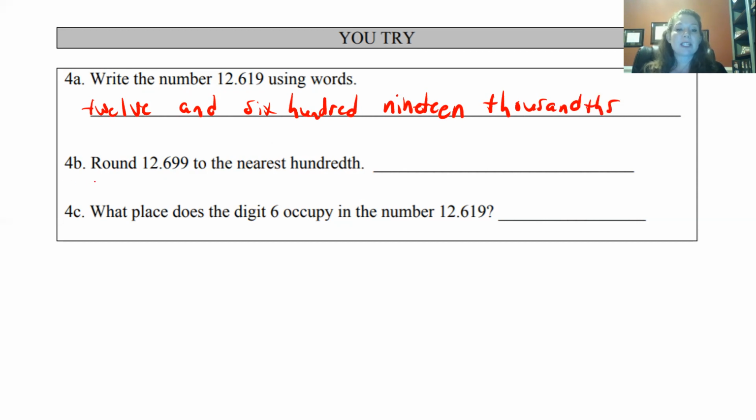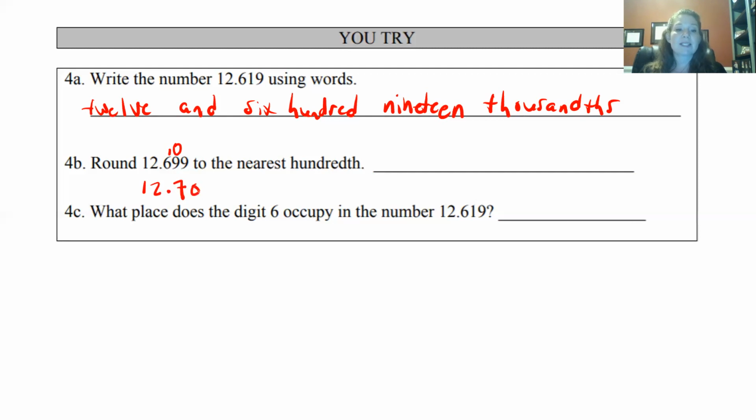4B, round this number to the nearest hundredths. Well, this 9 right here is in the hundredths place. So the number to its right is a 5 or higher, which means this 9 turns into a 10. Well, I can't write a 2-digit number, so I have to write a 0, and then I carry my 1. So when I write it, I'm going to have 12.70.